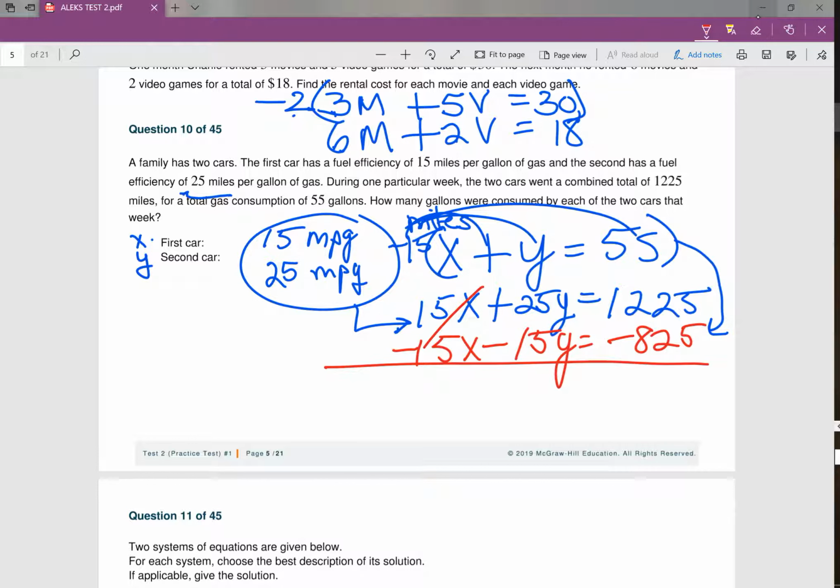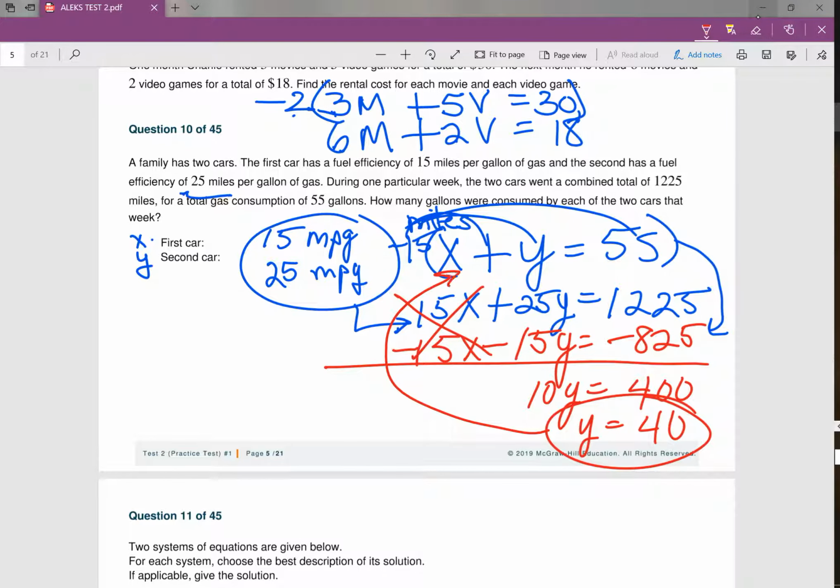So if you notice, the x's cancel out. This leaves you with 10y equal to, and now we're going to subtract the 1225 minus the 825, which puts you at 400. And so y is equal to 400 divided by 10, which is simply 40. If that's the case, we bring this back up to this equation here. So I know that x plus 40 is 55. If that is the case, then x has to be 15.